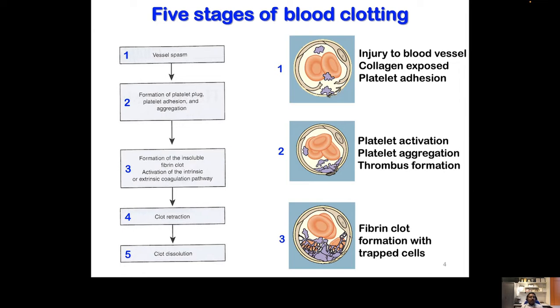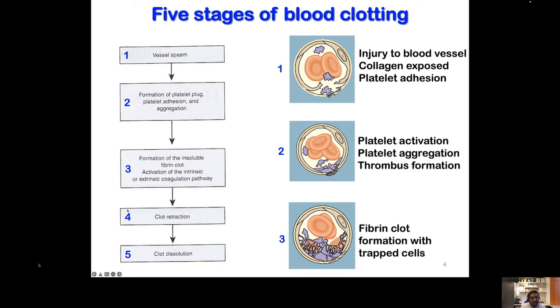Third stage is formation of the insoluble fibrin clot through a cascade of coagulation events. So basically the intrinsic or extrinsic pathways of coagulation will be activated, and that will lead to the production of an enzyme called thrombin, and that will stabilize the clot that's formed by the platelets here.